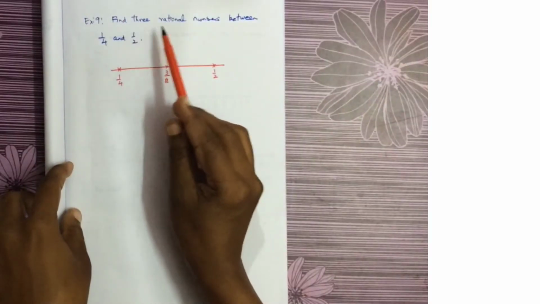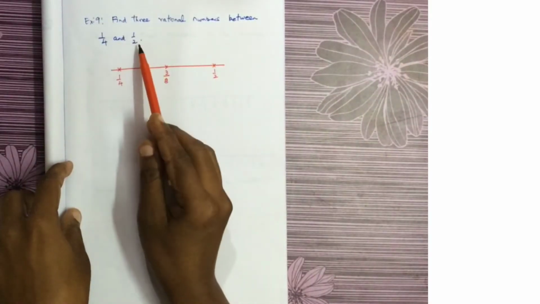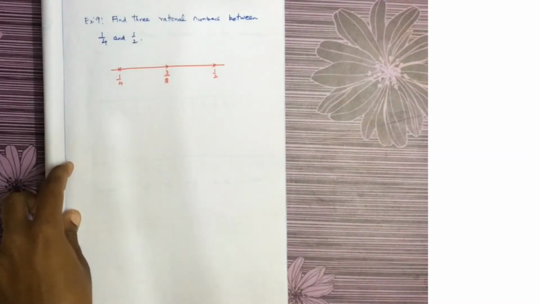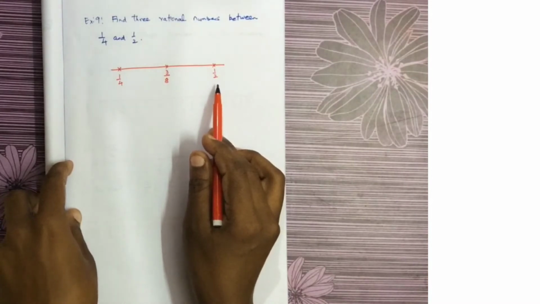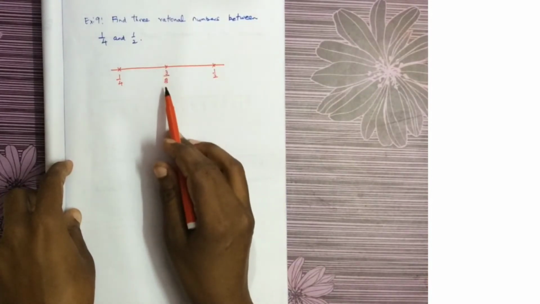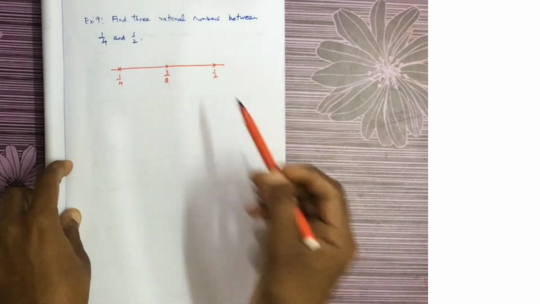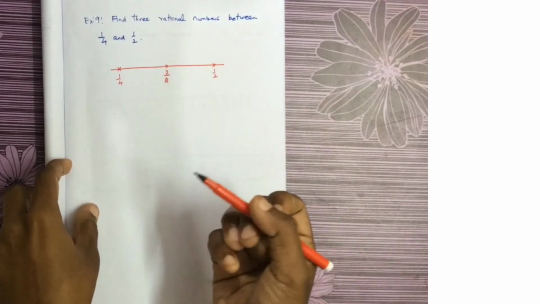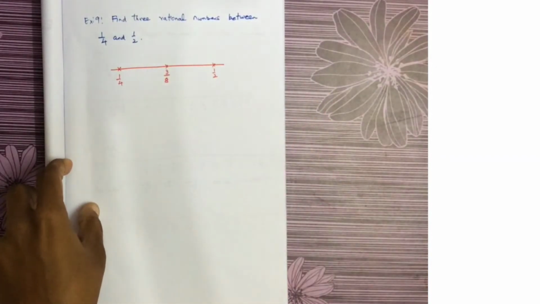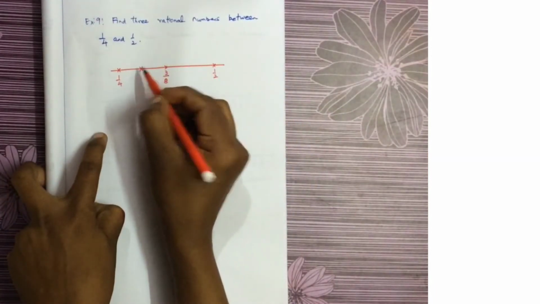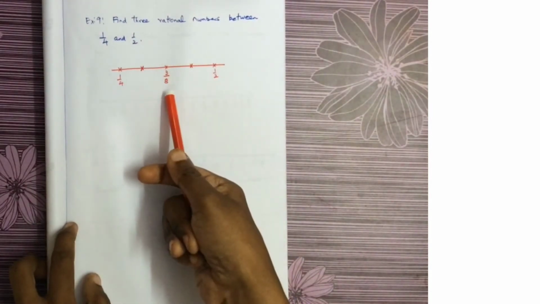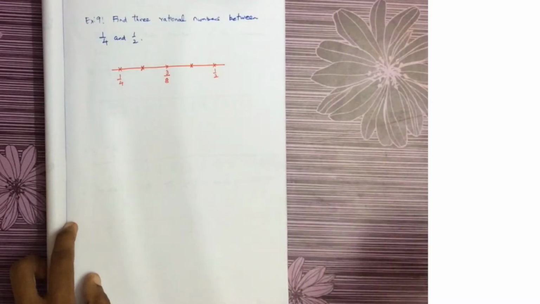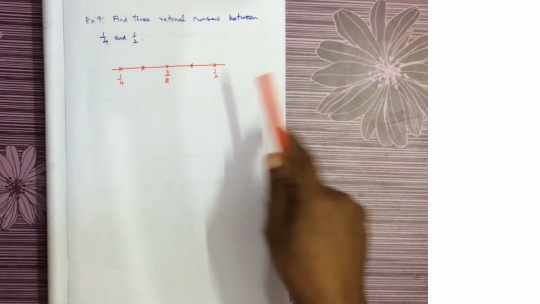Next problem is find three rational numbers between 1 by 4 and 1 by 2. This is the same as your previous problem. This is 1 by 4 and 1 by 2. We just solved the problem. We got 3 by 8 in the midpoint. So out of these 3 we already got 1, which is 3 by 8. Now we want 2 more. So we will find what is here and what is here. Okay, we want to find what is exactly in between 1 by 4 and 3 by 8, that is one rational number, and what is in between 3 by 8 and 1 by 2.